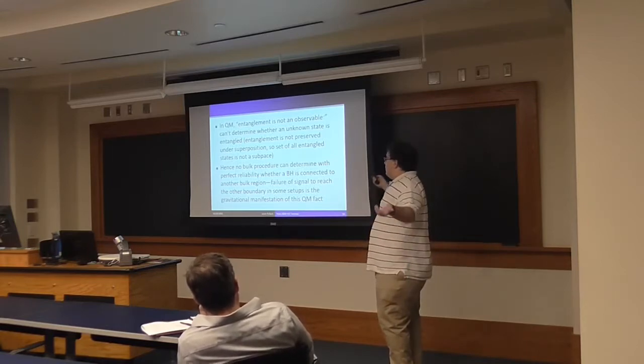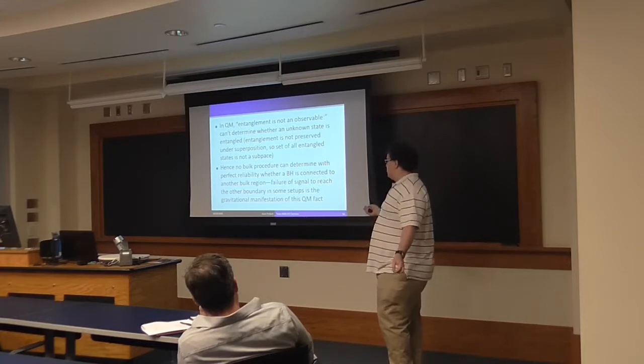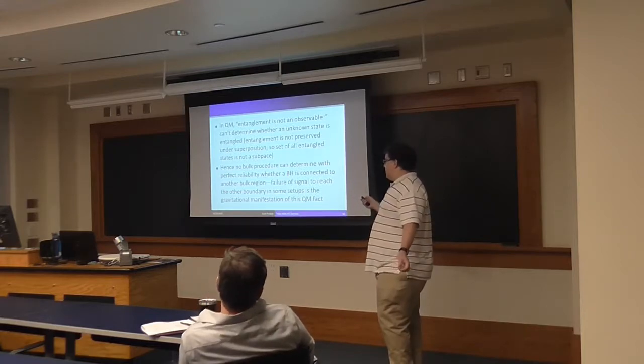So in just basic quantum mechanics, this means that if someone hands me a state and asks me to tell whether it's entangled or not, I can't possibly do that. It's just impossible. I can check whether it's some particular entangled state, but I can't look at the whole class. So the bulk equivalent of this, where Schwarzschild is now two entangled black holes, is that I can't actually determine whether a black hole is entangled with another bulk region, so whether there's an actual connected wormhole.